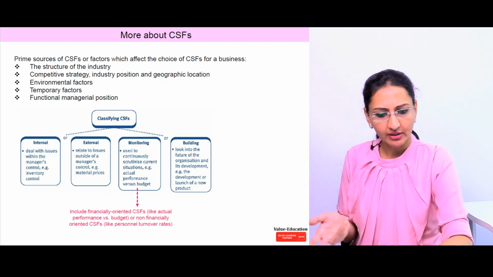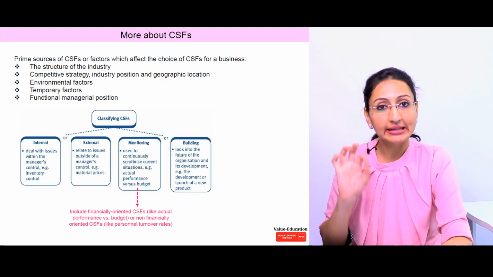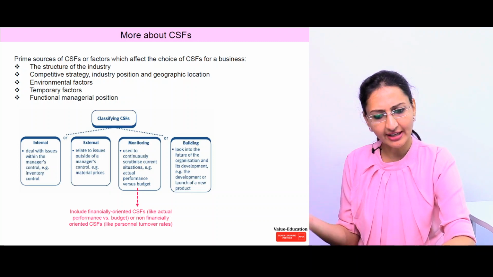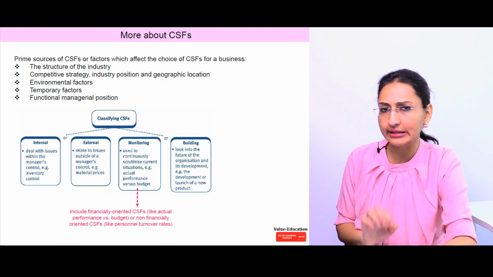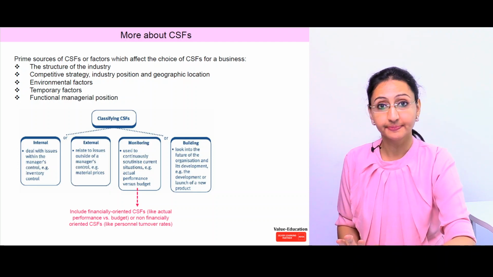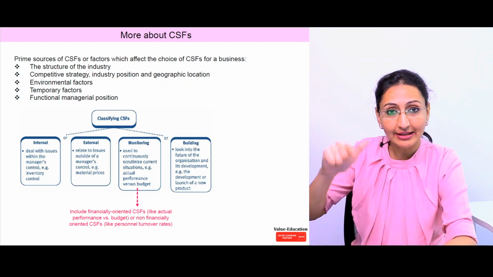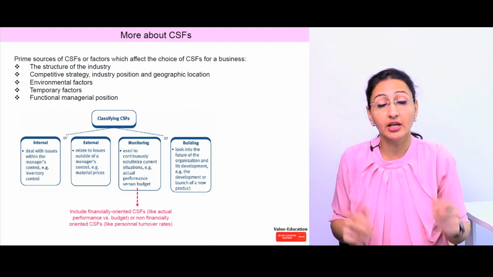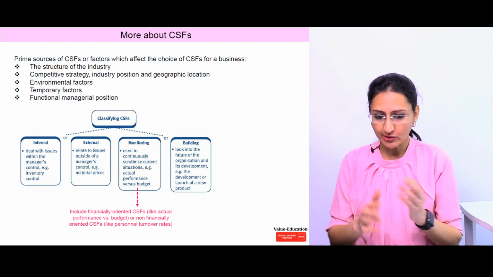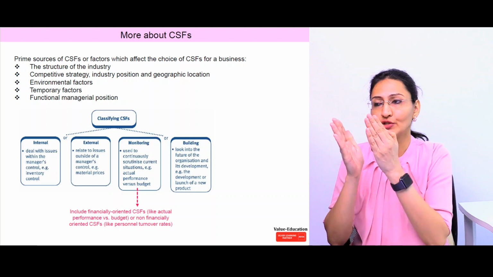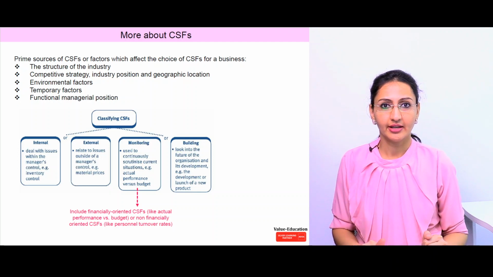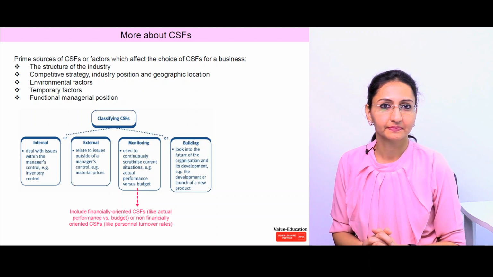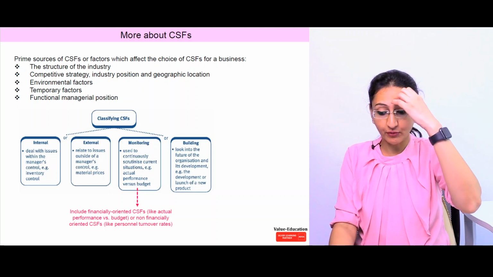We can see more detail in monitoring. Monitoring will include financially oriented critical success factors. They can be actual performance versus budget, as well as non-financial oriented critical success factors also. Like, what are the personnel turnover rates, staff attrition rates, staff training rates. They can also be the critical success factors of monitoring. If labor is learning what we were trying to make them learn, that's another type of monitoring.